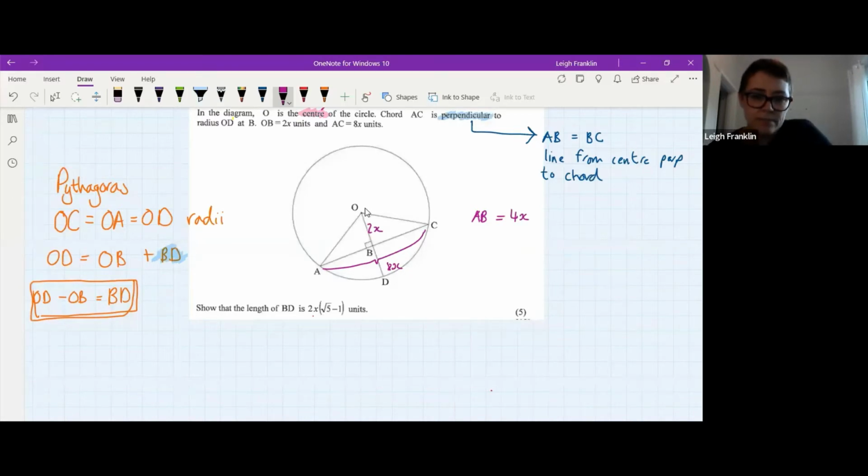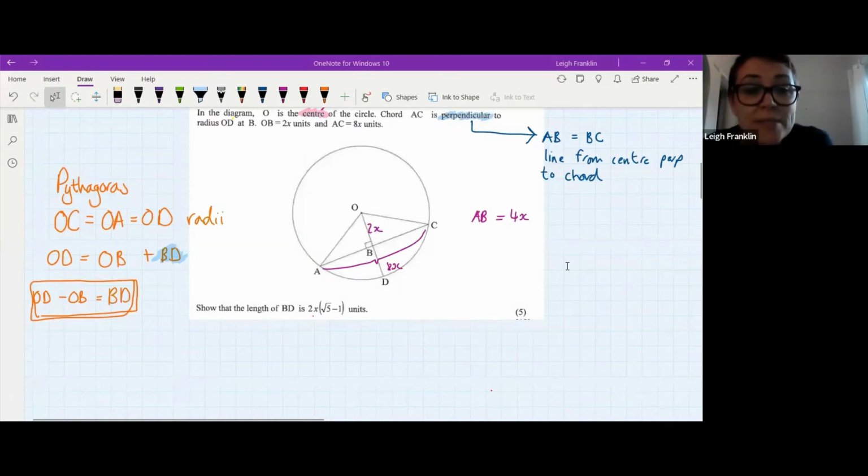What's our reason? Pop the reason in the chat. Indeed, AB equals BC equals 4x. What's the reason? Why does AB equal 4x? Okay, Kanita, very, very close, right? Just be careful, you got your words just a little bit jumbled up.